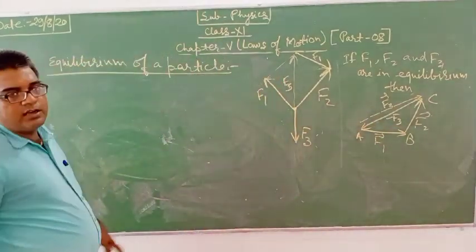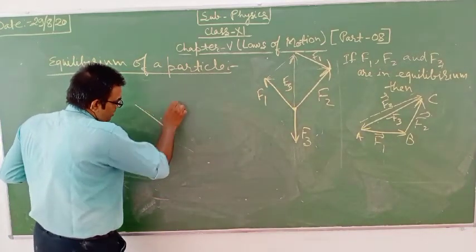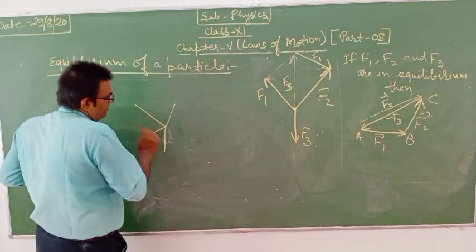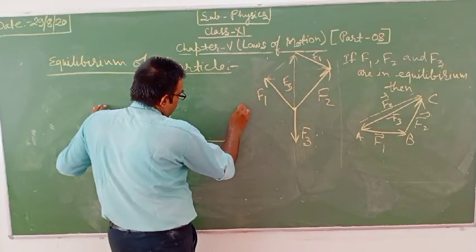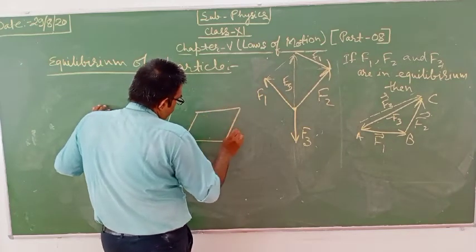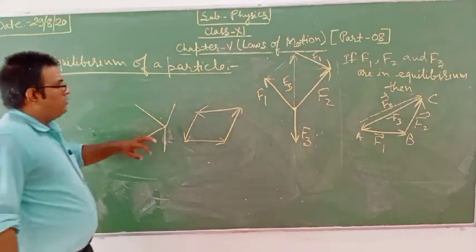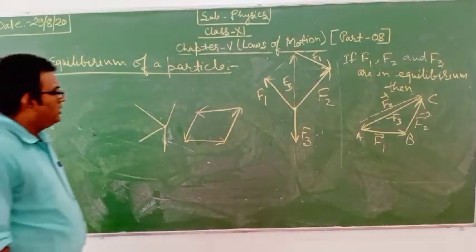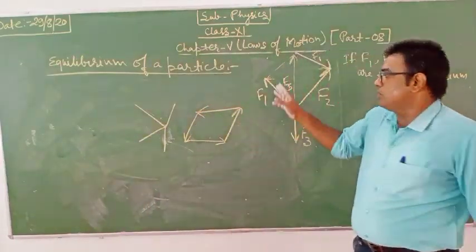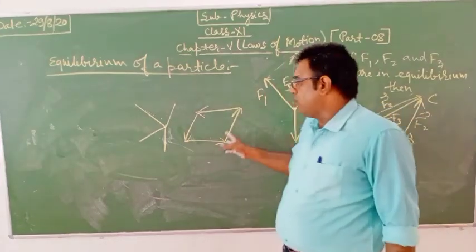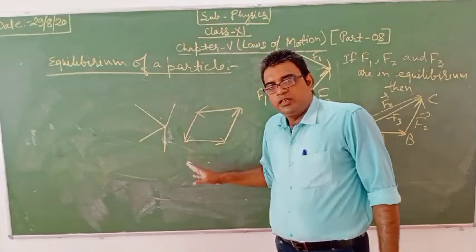If four forces are in equilibrium, then they can be represented by the sides of a parallelogram taken in the same order. So in this way we can represent forces or vectors which are in equilibrium by the closed sides of a polygon, whose sides are taken in the same order.